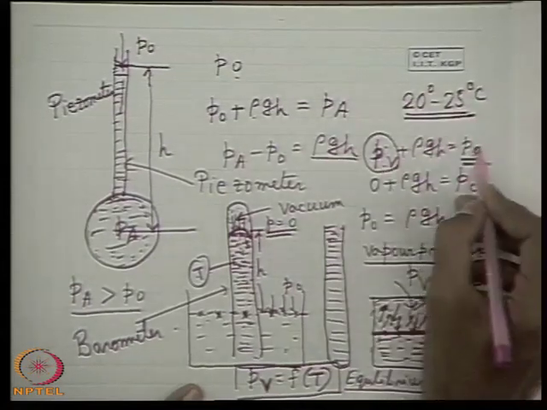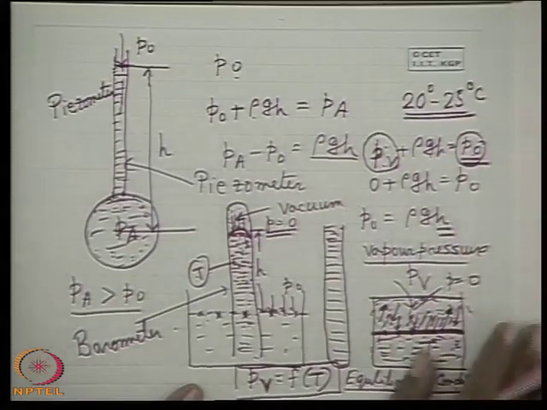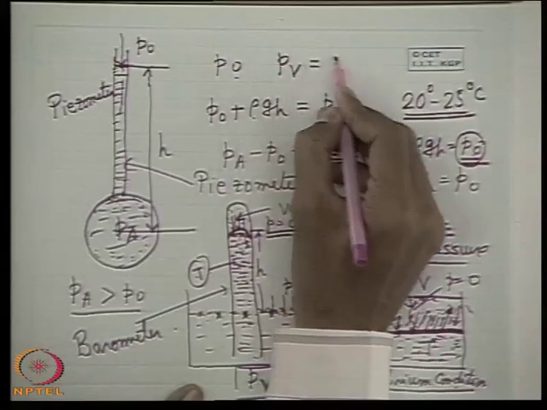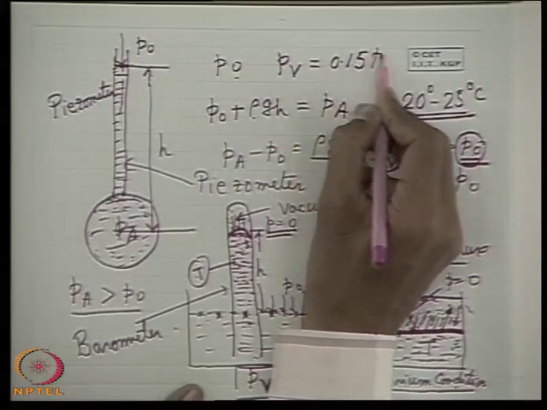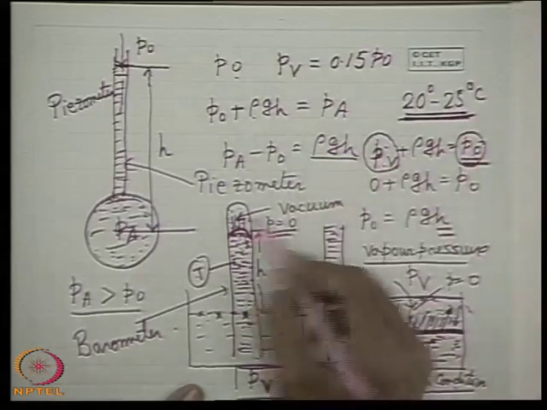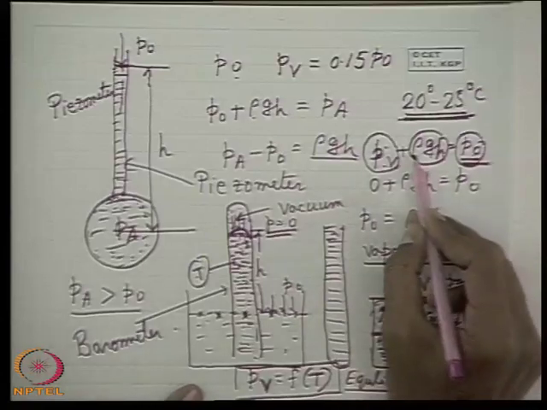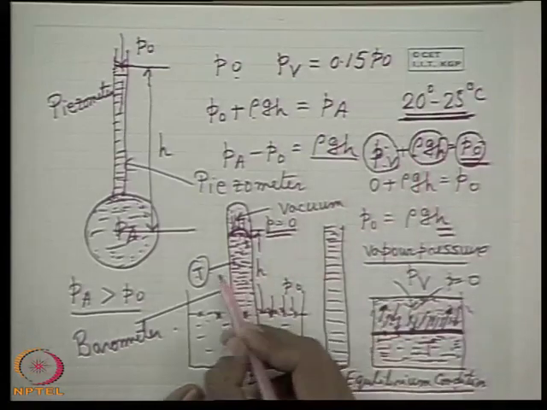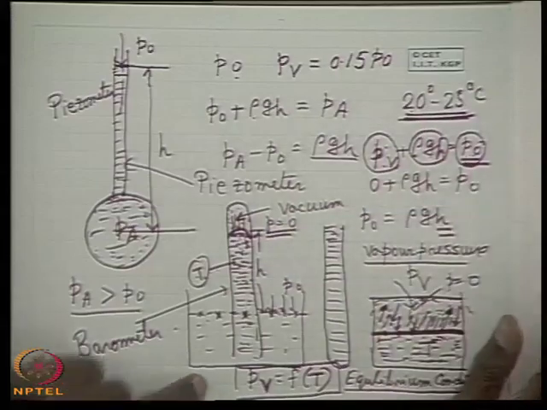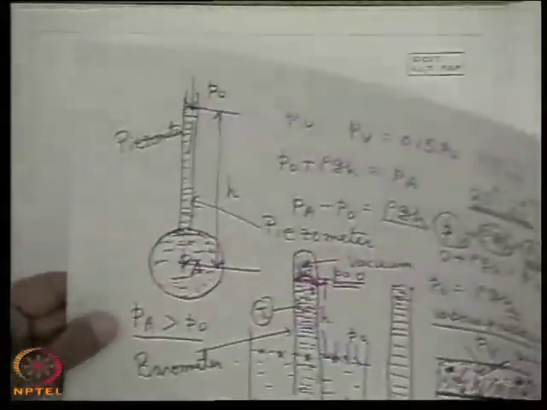This vapor pressure is very small as compared to the local atmospheric pressure. It is sometimes 0.15 times the local atmospheric pressure. PV for mercury is 0.15 times the local atmospheric pressure at this range of temperature. So we can neglect this PV and simply from the measurement of this height, multiply with rho, the density of the mercury at the existing temperature, and we can find out the local atmospheric pressure. Okay, this is simple and you have read it at school level.